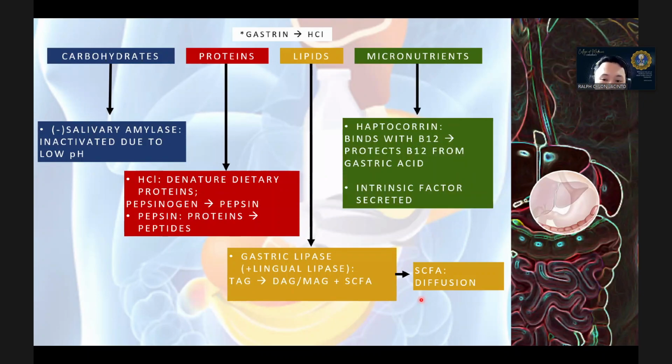Next, with regards to your micronutrients. At the level of the stomach, your haptocorrin would bind to your vitamin B12, forming a complex with it. The function of this haptocorrin-B12 complex is to protect your vitamin B12 from being broken down or destroyed by the HCl. At the same time, the parietal cells also secrete your intrinsic factor. Intrinsic factor is another factor necessary for the absorption of your vitamin B12.